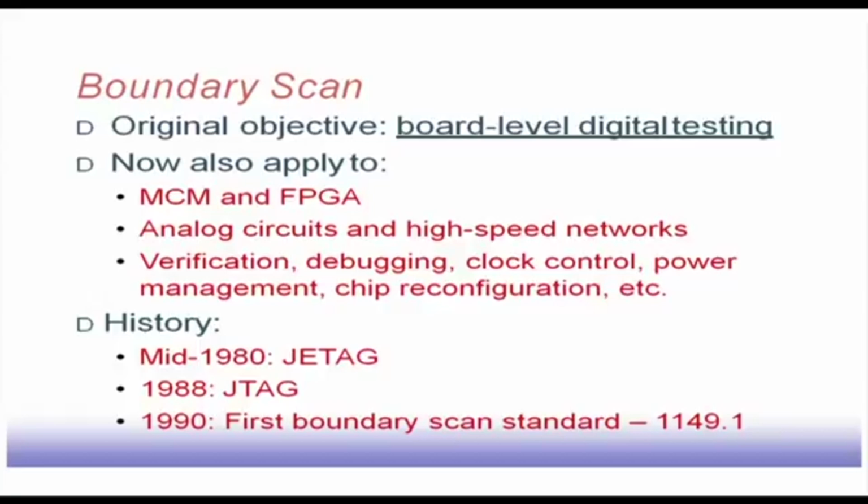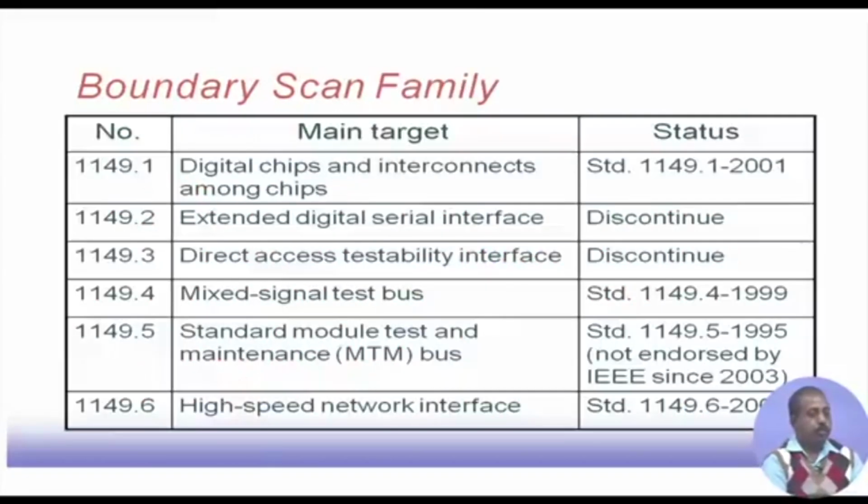In the mid 1980s there was an interface called JTAG, and then in 1988 that got modified to JTAG. Then in 1990 it came up with the first boundary scan standard, 1149.1. So there is a family. 1149.1 is for digital chips and interconnect among chips, and the standard was updated in 2001. 1149.2 and 1149.3 got discontinued, because they were for extended digital serial interface and direct access testability interfaces.